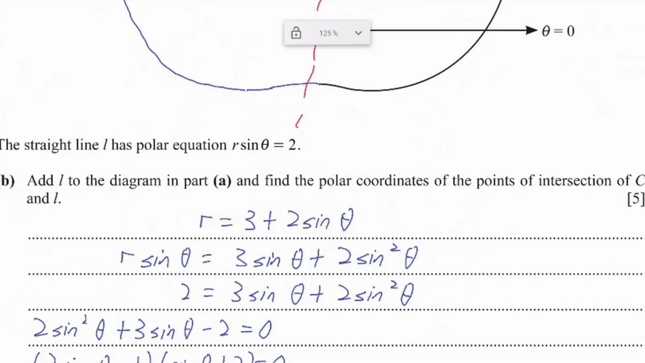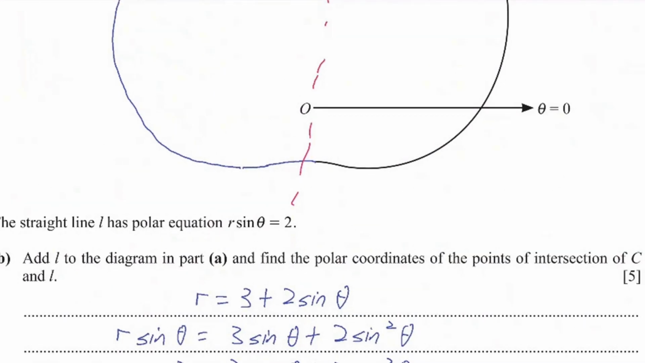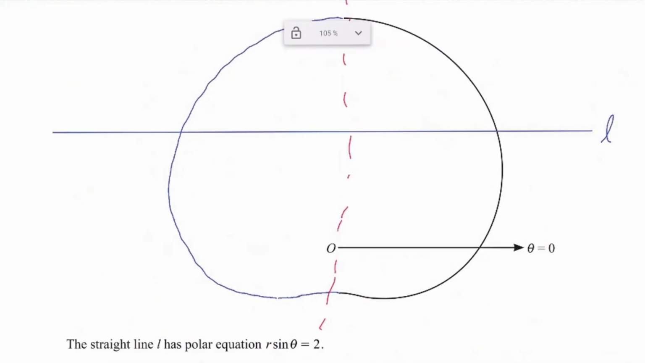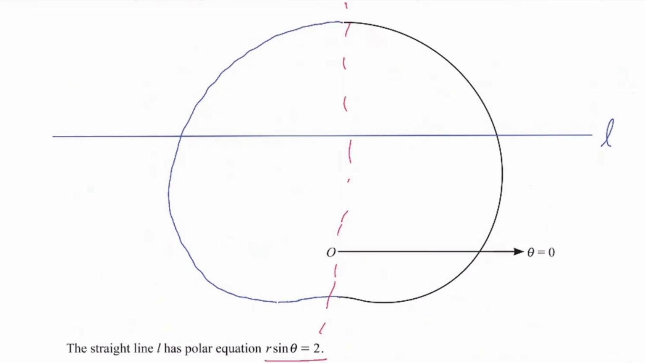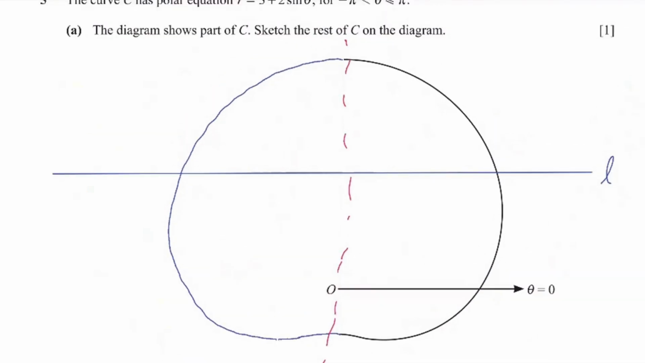Part B. The straight line L has a polar equation r sine theta equals 2. Add L to the diagram in part A, and find the polar coordinates of the point of intersection of C and L. So r sine theta equals 2 means y equals 2. We just have to add y equals 2 to this diagram here.